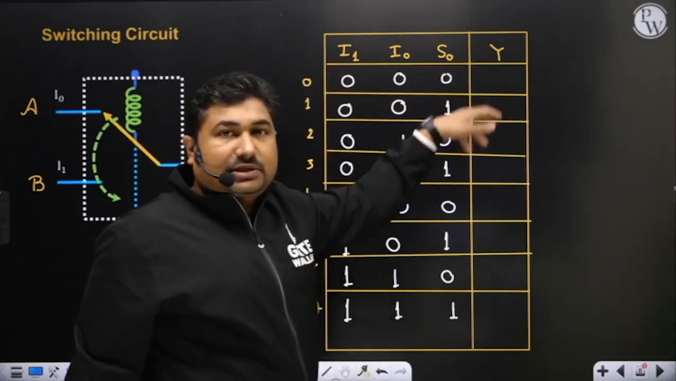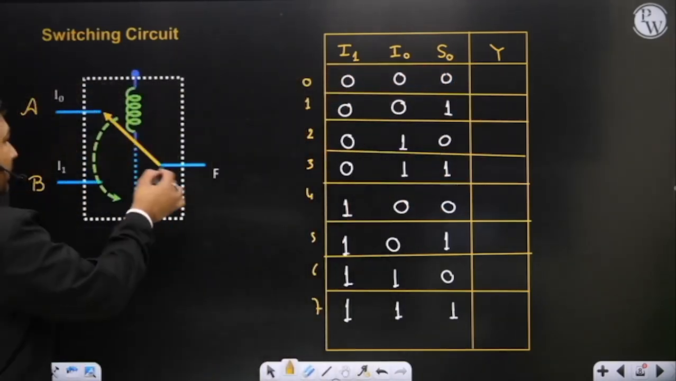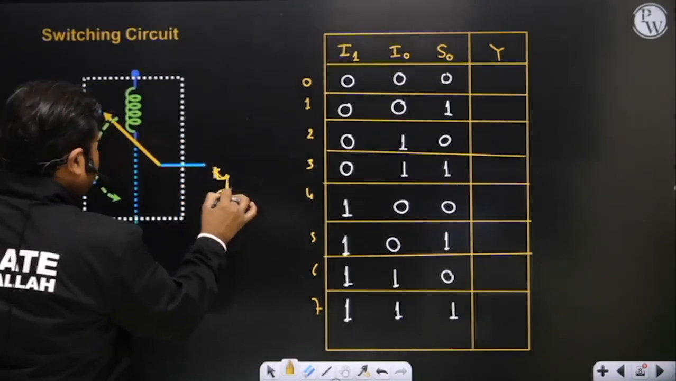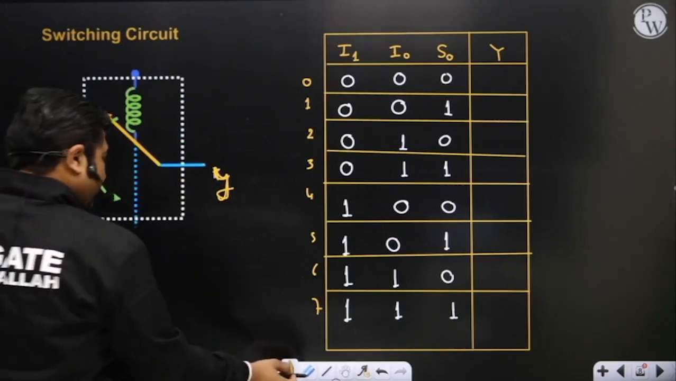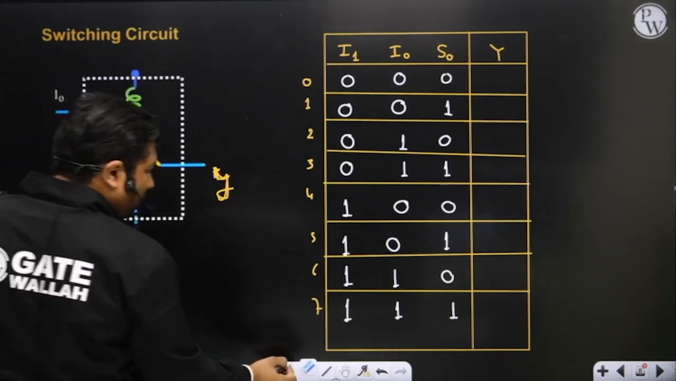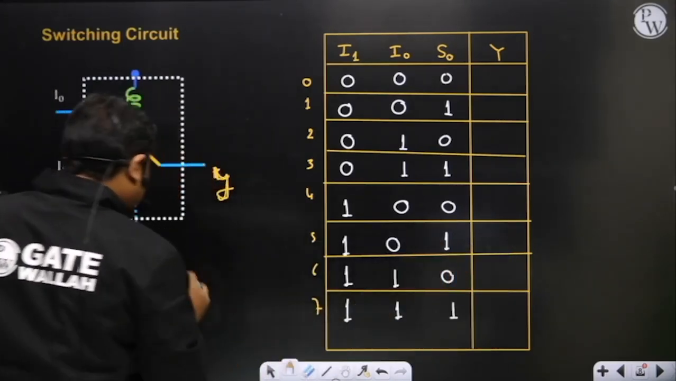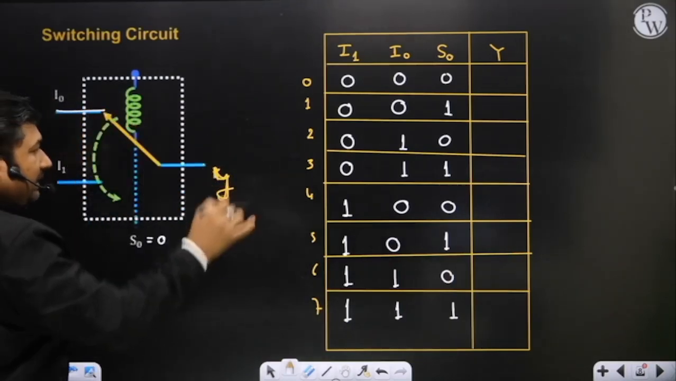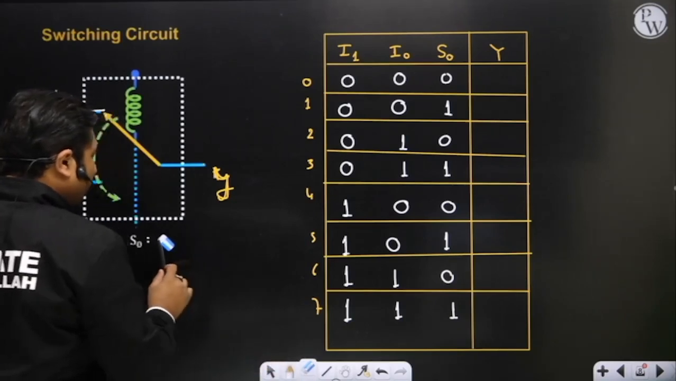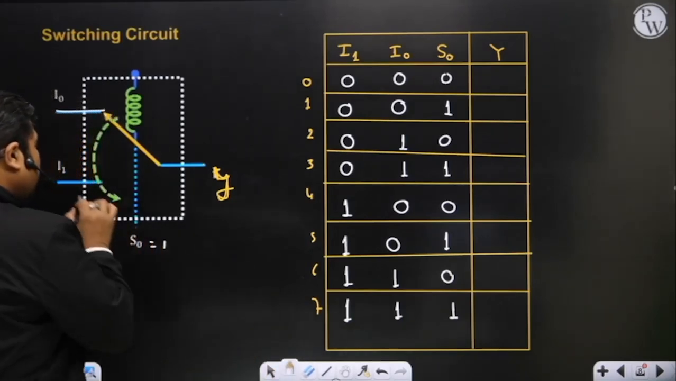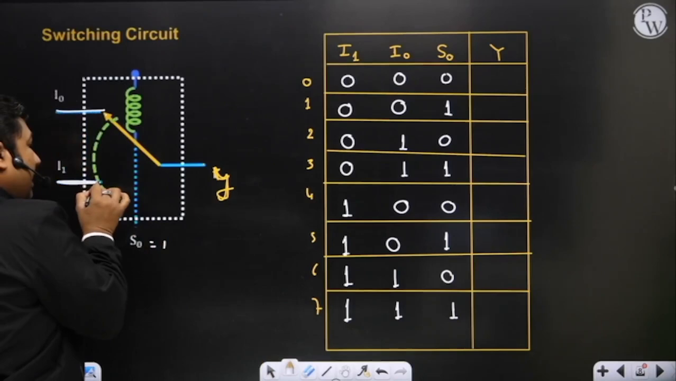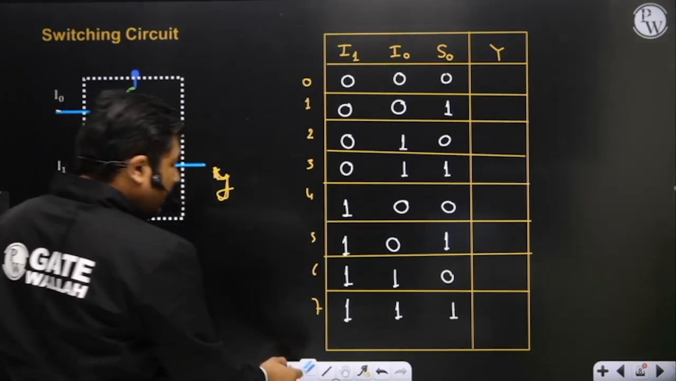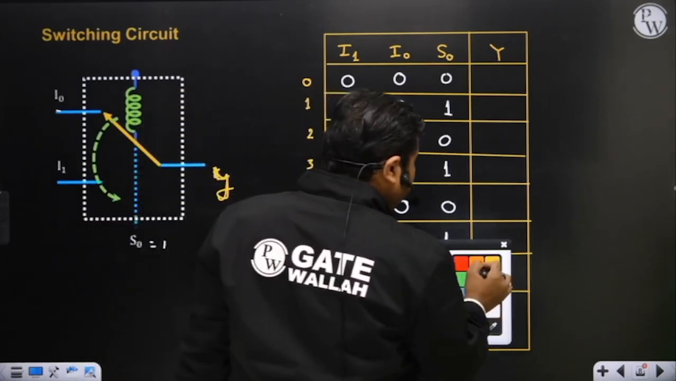Now, let's talk about output Y. So we know that one of the inputs is being transferred to output Y. When select S is equal to 0, whatever information is on the I0 pin is going to be transferred to output Y. And when select S is equal to 1, then whatever information is on I1 is going to be transferred to output Y. Yes, sir. So now we know about the input and output. Accordingly, I am going to fill the truth table.